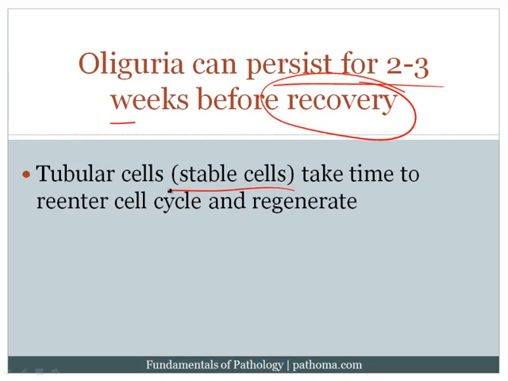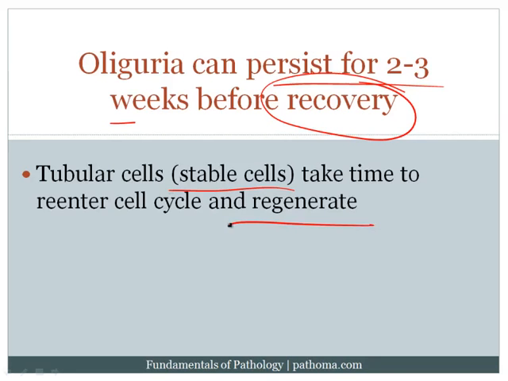Now, the reason for this is that the tubular cells, especially the proximal tubular cell, is a stable cell. And remember from our earlier discussions from general pathology that stable cells are cells that have the ability to re-enter cell cycle but are currently out of cell cycle. And so it takes a little bit of time for the tubular cell to actually re-enter cell cycle and then eventually regenerate.